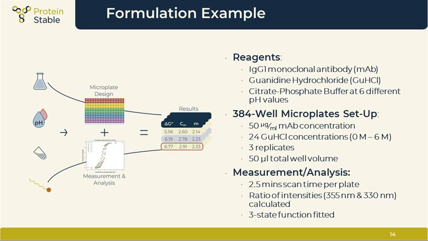In terms of the measurement and analysis side of things, we'll measure the plates in around 2.5 minutes. That way we can have a rapid measurement time without compromising on the quality of data. Then we'll look at the ratio of intensities at 355 nanometers and 330 nanometers in order to calculate the fraction unfolded, which we can use to fit our three-state model to.